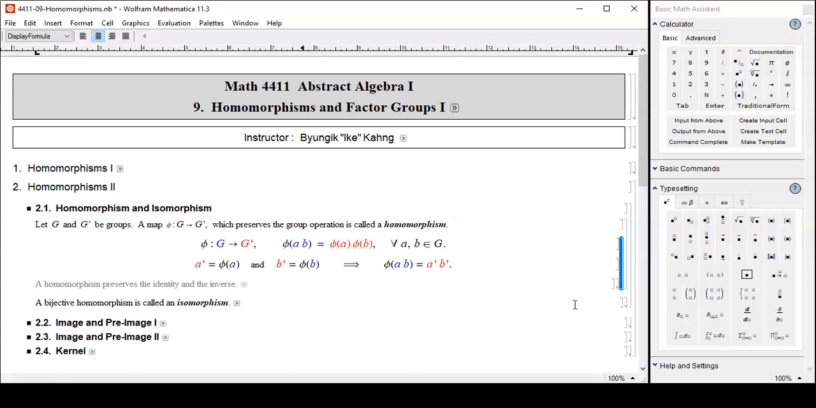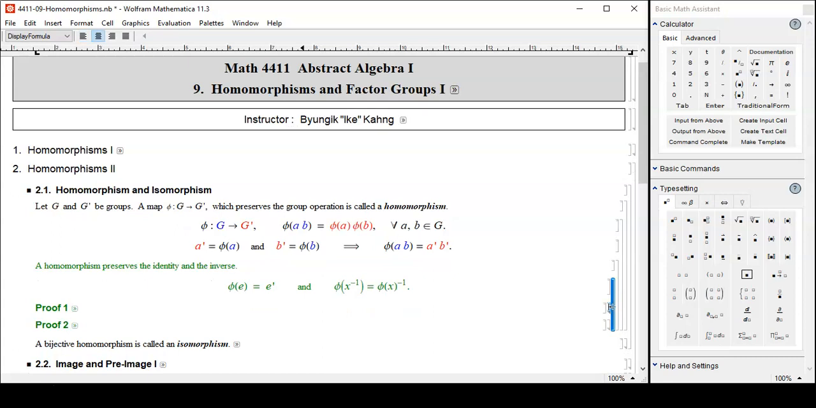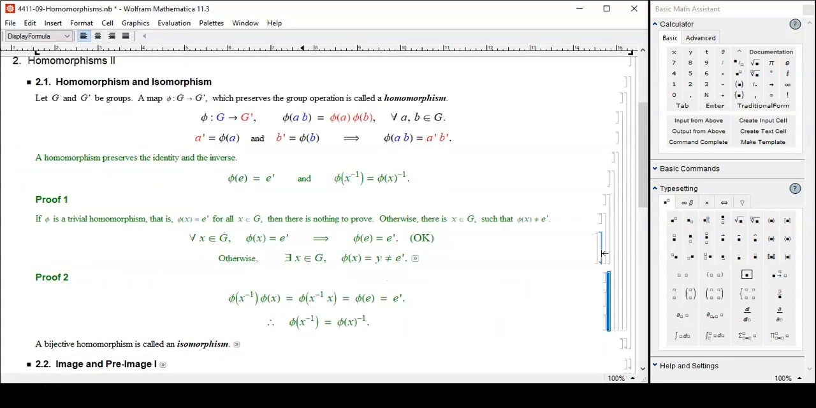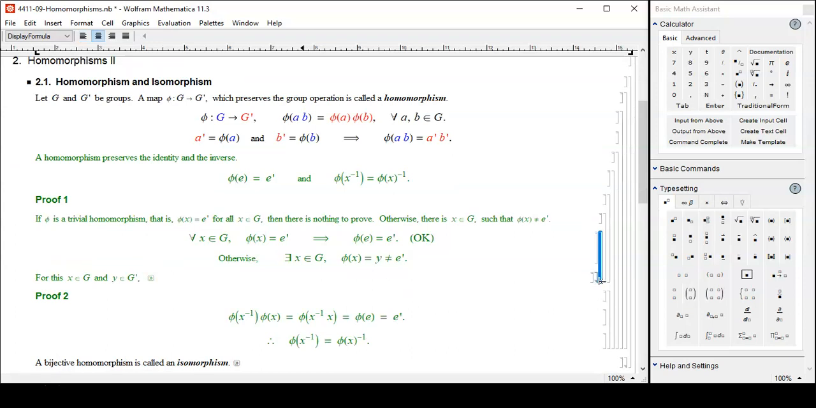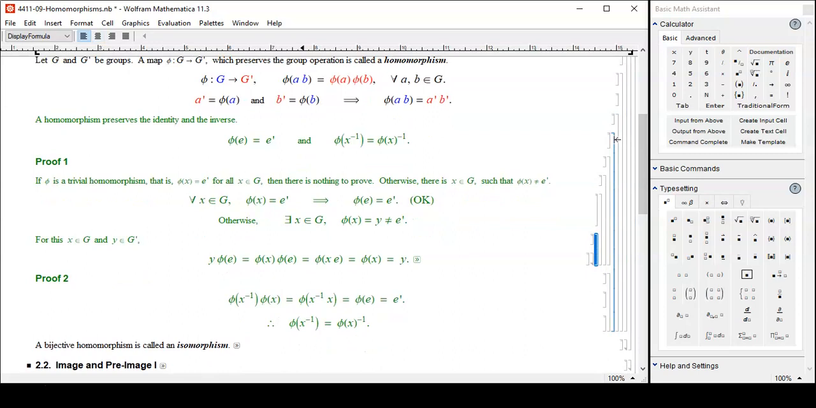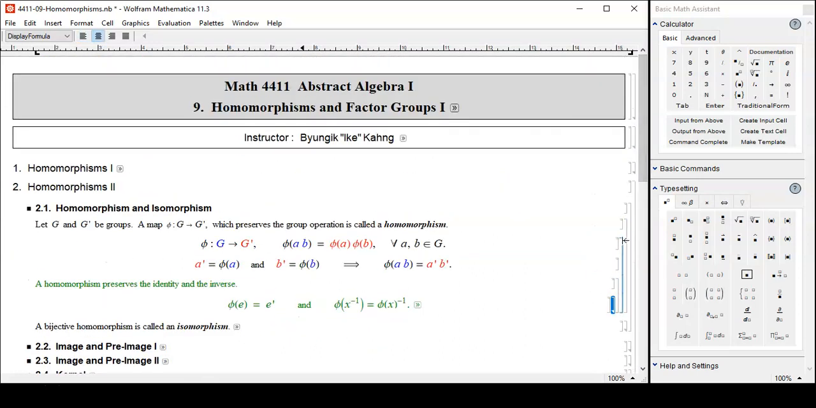Homomorphism preserves the group operation, and also remember this, homomorphism preserves the identity and inverse as well. And this is something we can actually prove, and we actually did it in section 1, so we're not going to redo it. Okay, there's a sketch. Please remember the results.